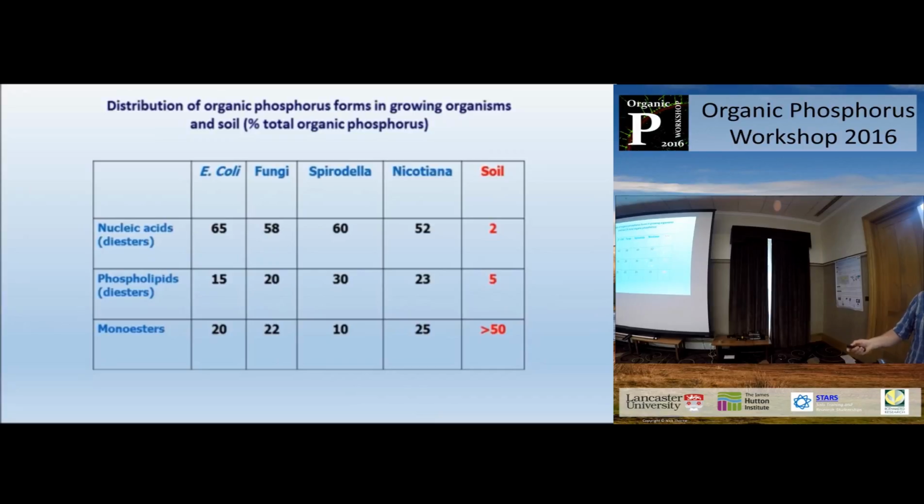Yet when you look at the soil, these numbers need to be updated a little bit, but the vast majority is actually present in monoesters. So that suggests that these materials are not very stable in soil, whereas these are. And that's pretty much accepted.